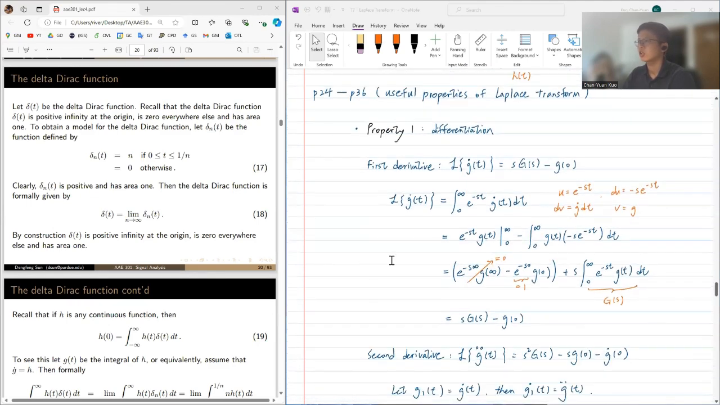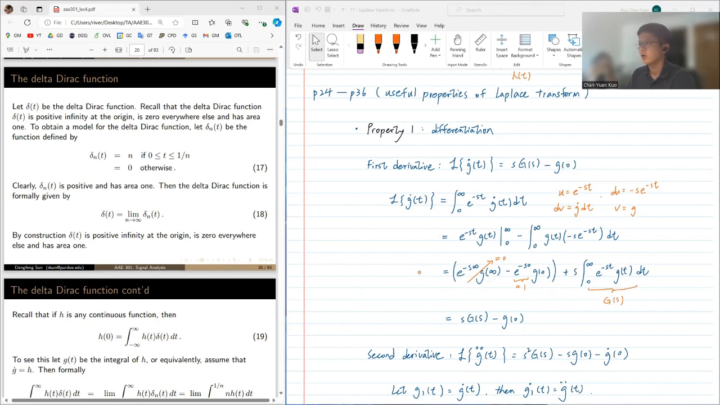Now, let's talk about some useful properties of the Laplace transform. The first property we will look at is the differentiation property. So if you look at the Laplace transform of the first derivative of the function g of t, it's going to equal s times the Laplace transform of g minus g of 0.